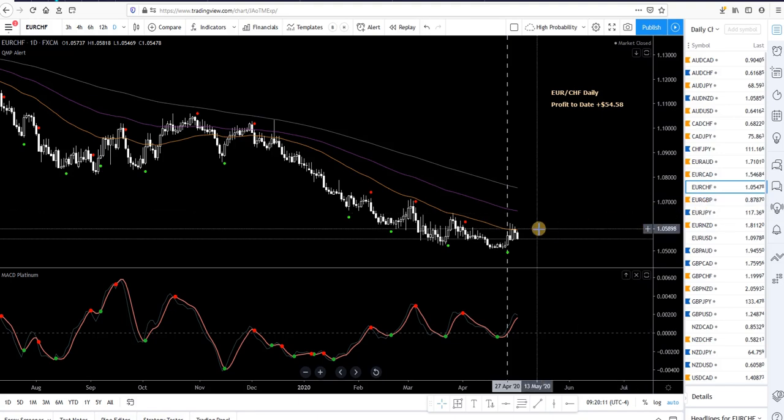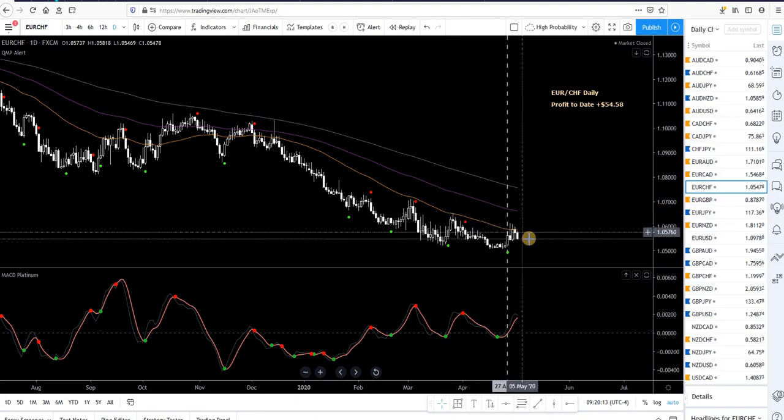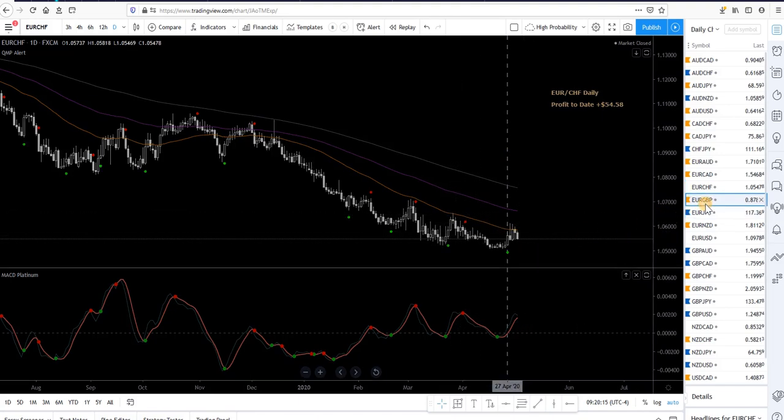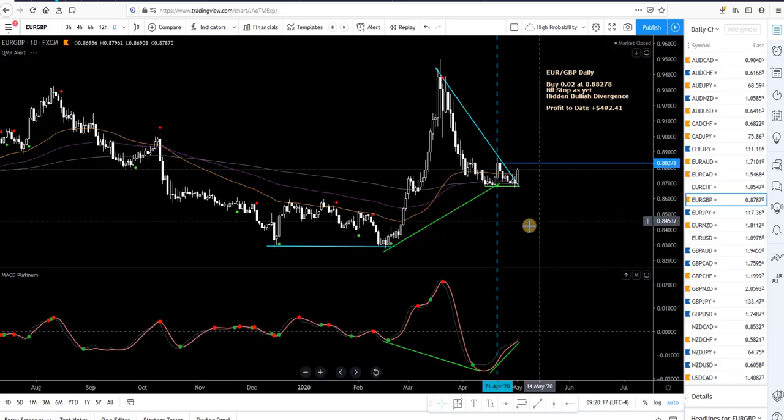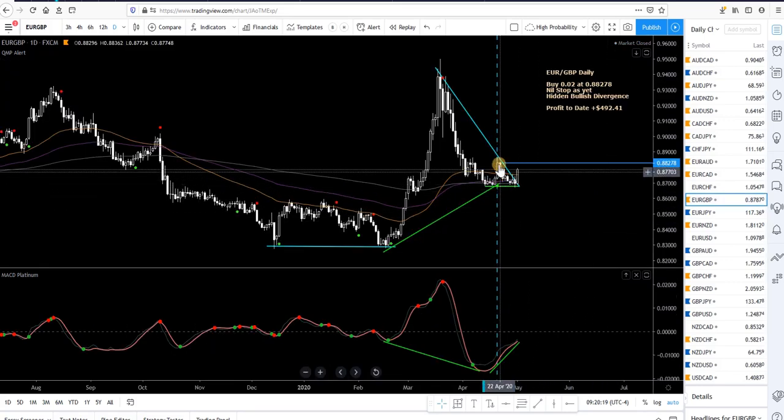Euro Swiss, my least favourite pair at the moment, doing nothing. Euro Pound. Took a buy up here based again on hidden bullish divergence.